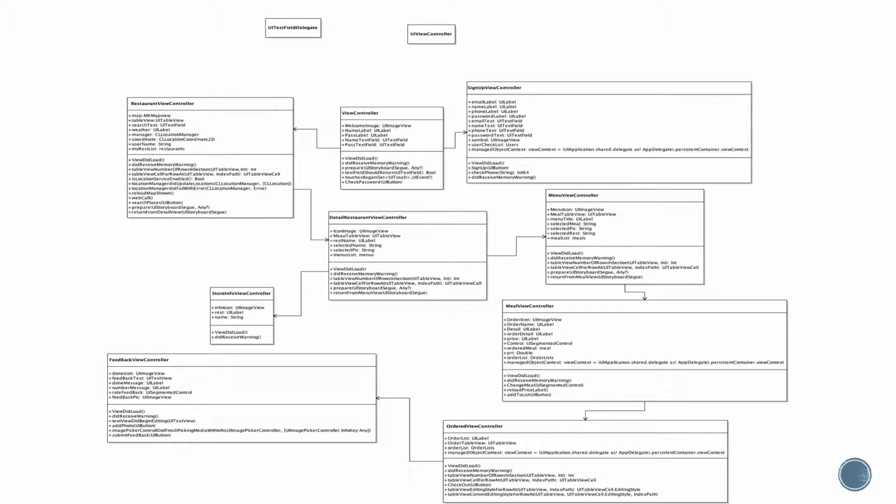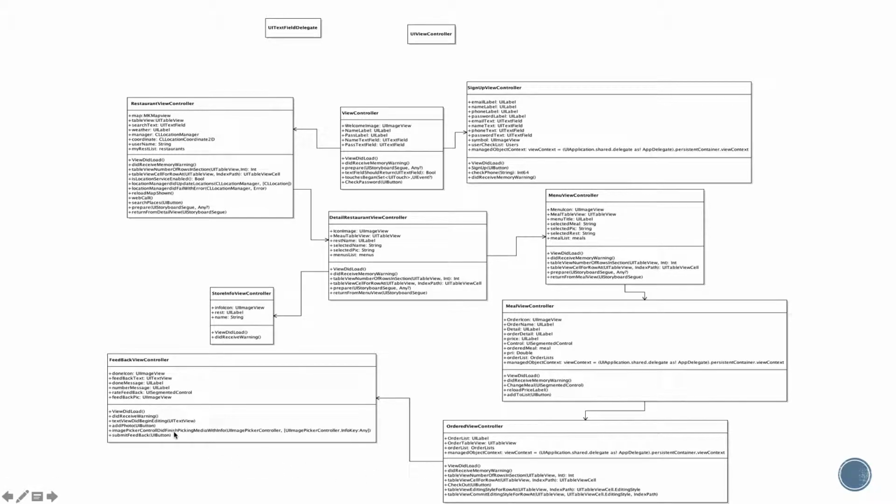And then after you select any meals in the table view, it will take you to the meal view controller, where you can select single or meal. And then once you click add to the cart, it will take you to the order view. In the order view, you can check the order you placed, and then once you check out, it will take you to the feedback view.